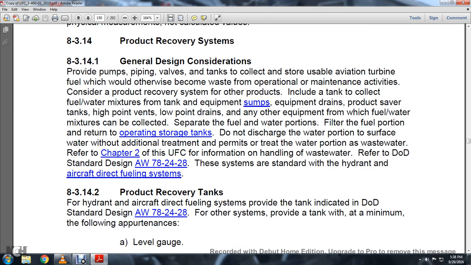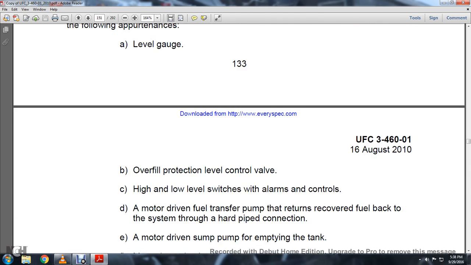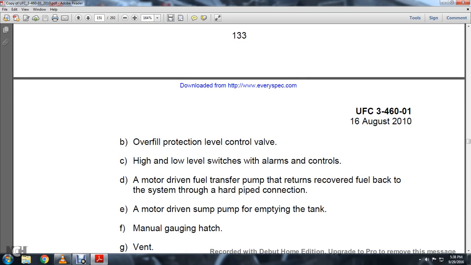8.13.14.2 Product recovery tanks, hydrant aircraft directing fuel system. Provide the tank indicated with the Department of Defense design standard AW7824-28. For other systems, provide the tank with the following minimum appurtenances: level gauge, overfill protection control valve, high and low level switches which alarm and control a motor driven fuel transfer pump. The pump returns recovered fuel back into the system through the hard pipe connection.